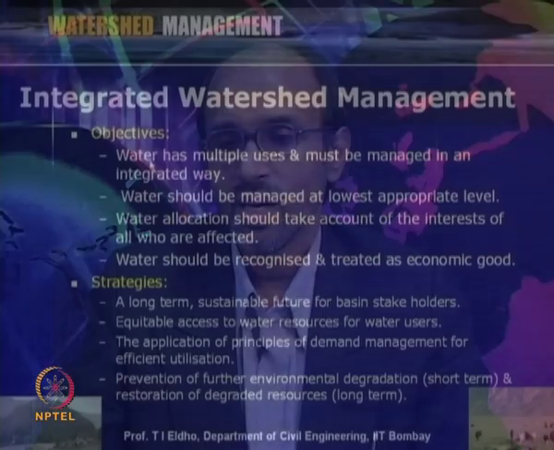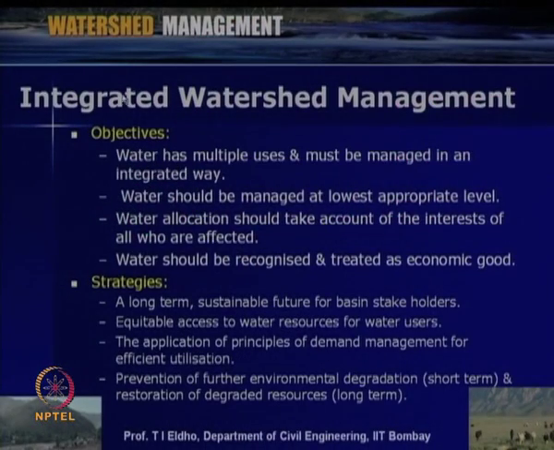When we discuss the integrated watershed management approach, the main objectives are listed here. This is very similar to what we discussed earlier for IWRM, but now we are talking at the watershed scale. Water has multiple uses and must be managed in an integrated way, that means within the watershed. Water should be managed at the lowest appropriate level, that means by the people who are using the water on the watershed scale. Water allocation should take account of the interest of all who are affected, so all the stakeholders should be consulted. Water should be recognized and treated as an economic good. So the objectives are almost the same as IWRM.